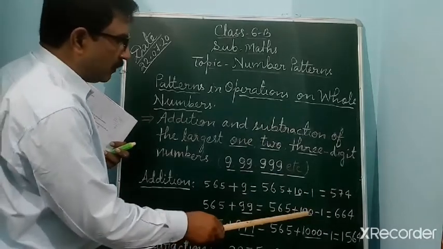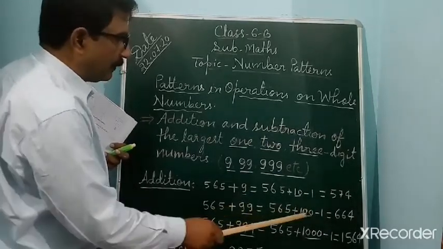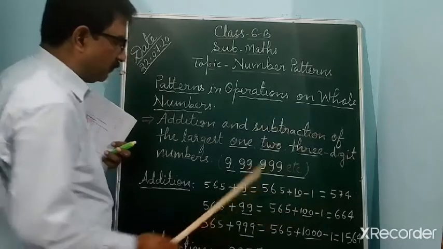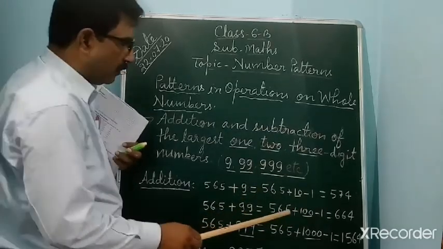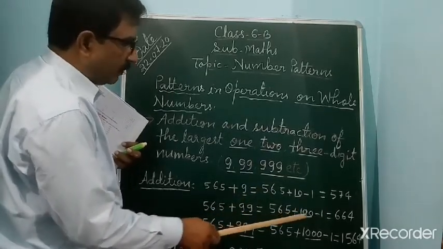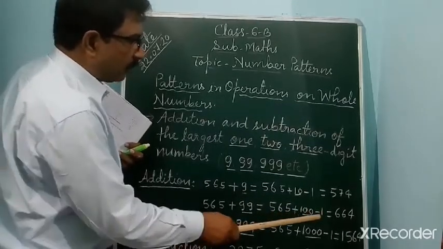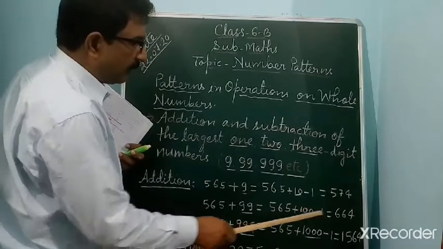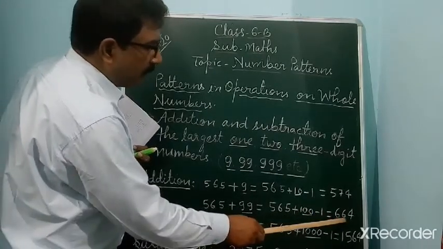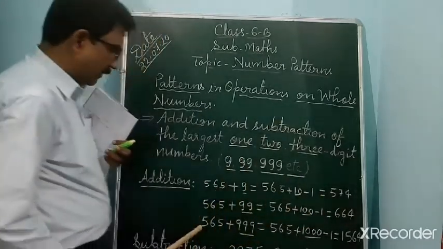565 plus 99, you can write 100 minus 1. 100 minus 1 means 99. So 565 plus 100 means 665, minus 1. 665 minus 1 means 664. Next pattern you can follow.